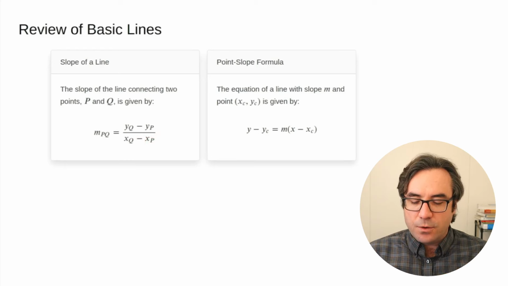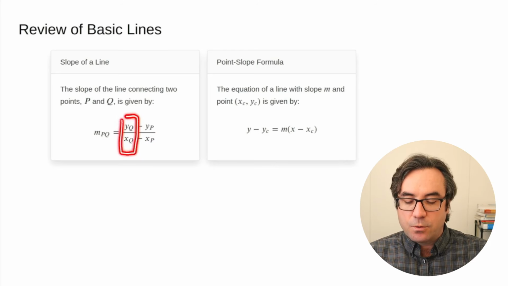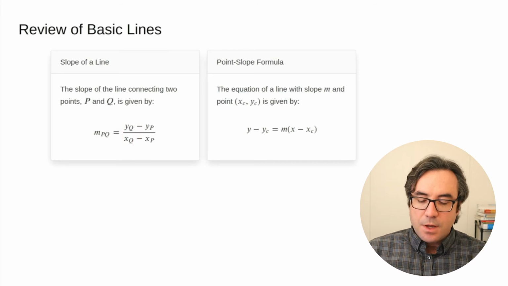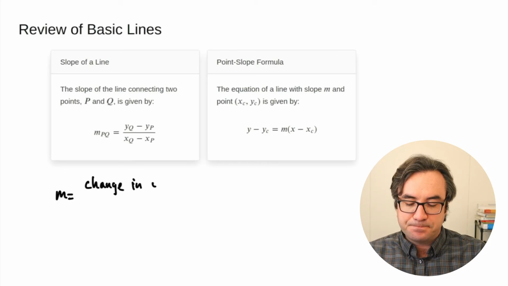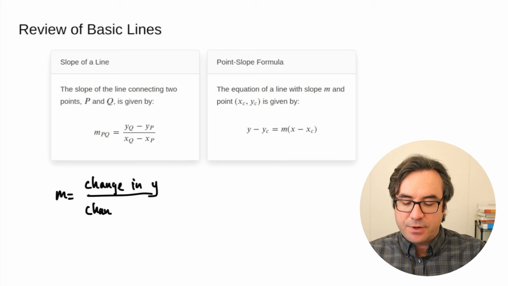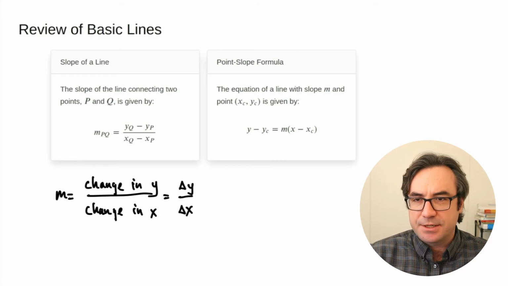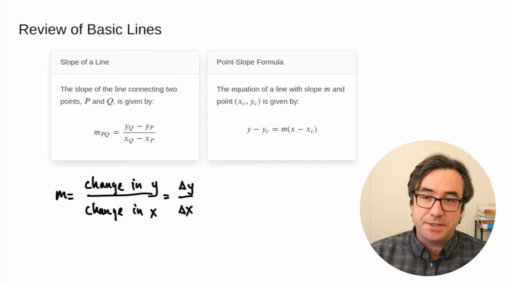The order doesn't matter too much in how we do the subtraction here, as long as we're consistent. So if we start with the coordinates from point Q, they have to go first. They both have to go first. And again, we can think of the slope here as really change in y over change in x. And sometimes we abbreviate this with delta. So we might say delta y over delta x. Change in y over change in x. All right, so in order to find the slope of a line, we need to know 2 points.